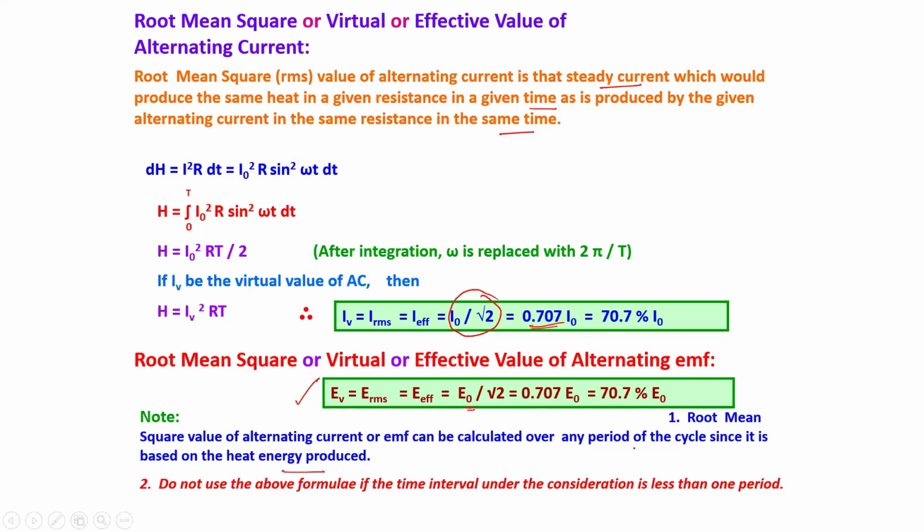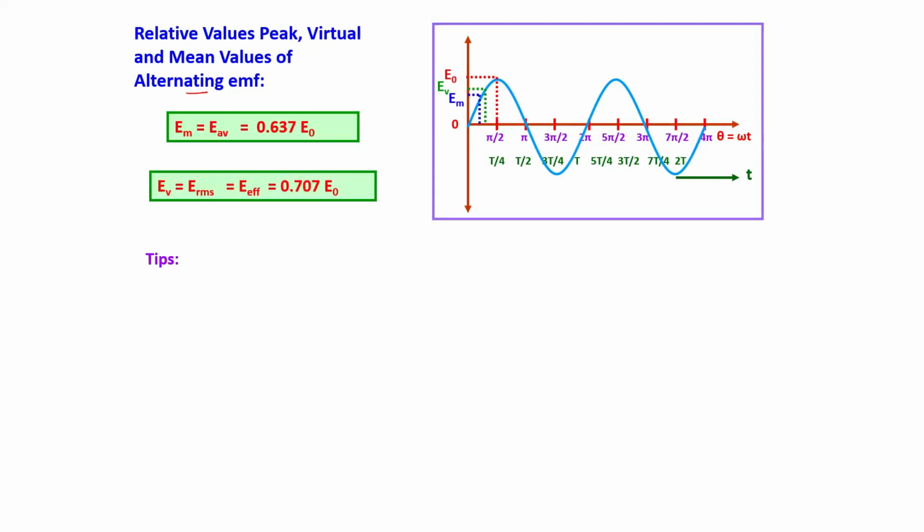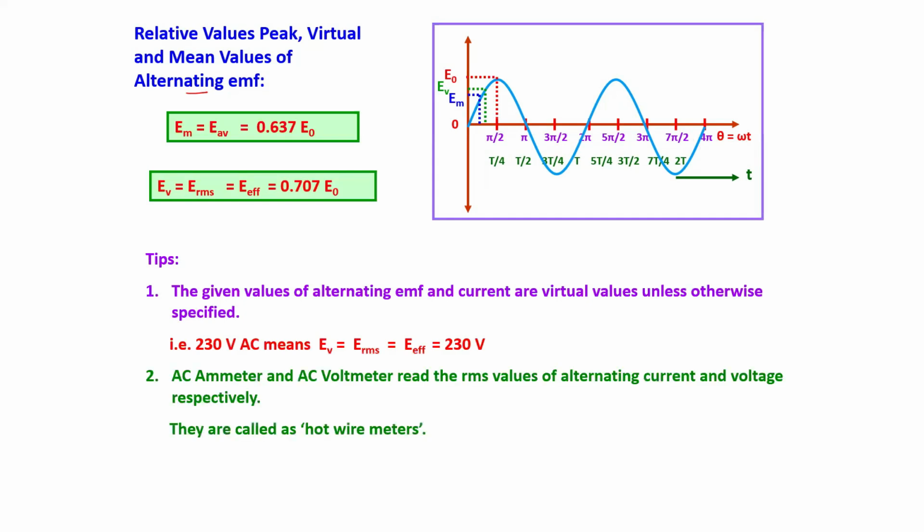So please keep these two things. So here we are going to study about the relative value, peak value, virtual value and the mean value of alternating EMF. It's known that the average value can be calculated using the formula E average is equal to 0.637 times E naught.